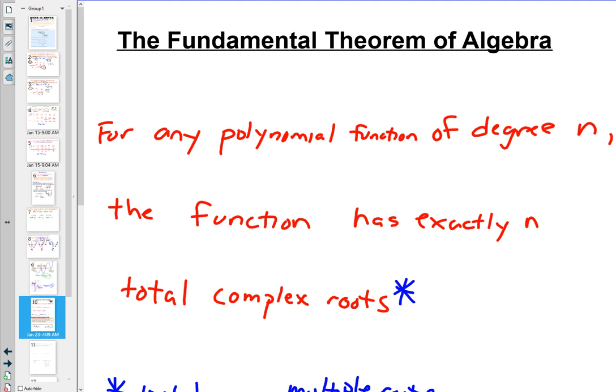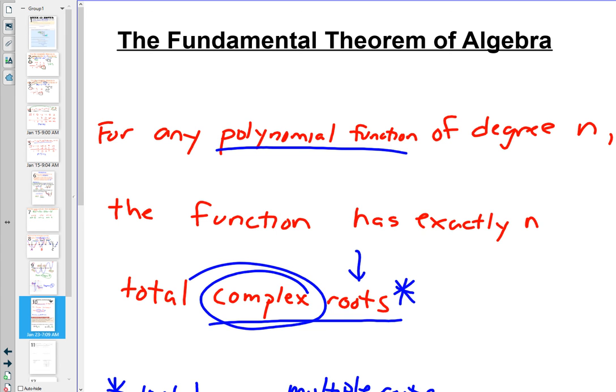But what this says is that if I have a polynomial function, I should have as many complex roots. We should know what does root mean? It could mean solution, x-intercept, zero. So the big one being x-intercept, but this is the word I want to focus on: complex.